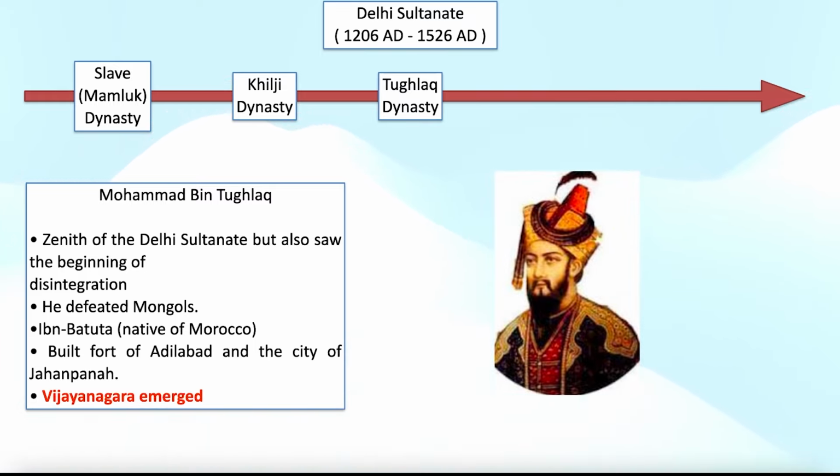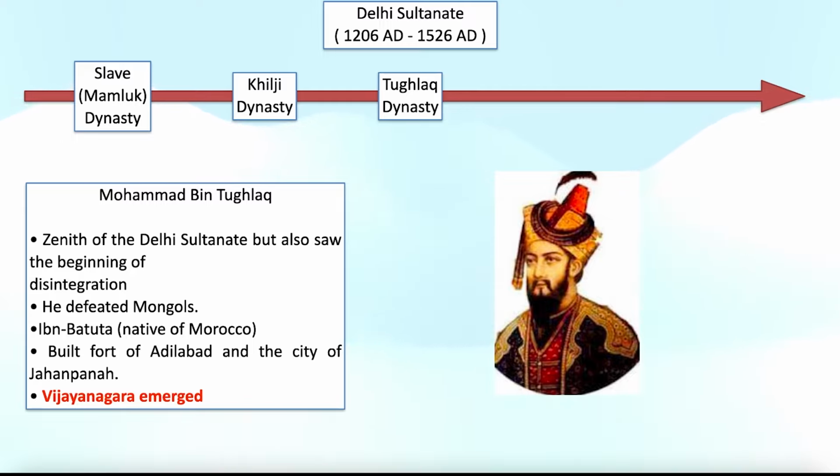During the period of Muhammad bin Tughlaq, the Delhi Sultanate was at its zenith, but this period also saw the beginning of disintegration. Now, why is it said so? Because certain experiments were conducted by Muhammad bin Tughlaq, which were for a good cause, but later on those experiments backfired, which resulted in the collapse of the economy and the collapse of the morale of the people.